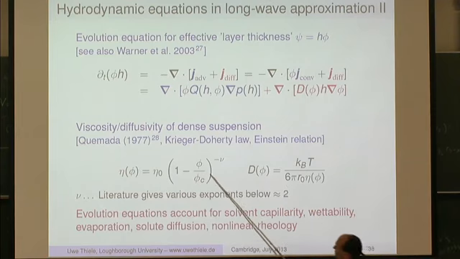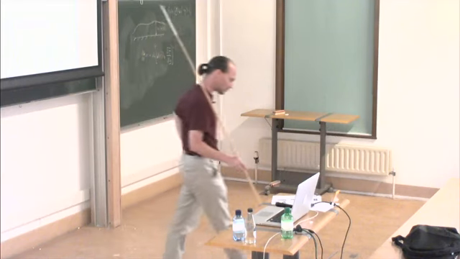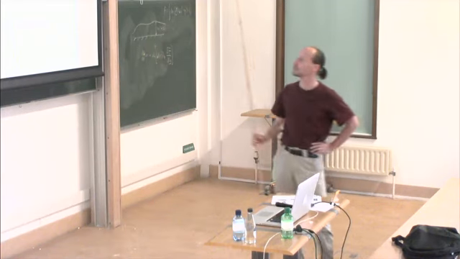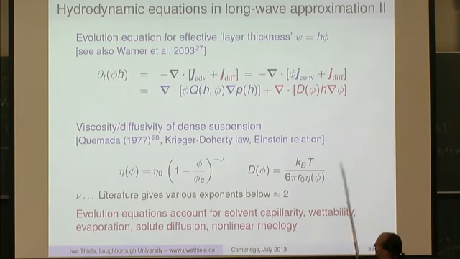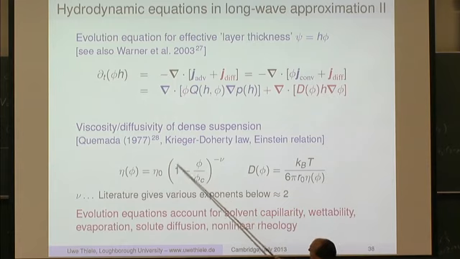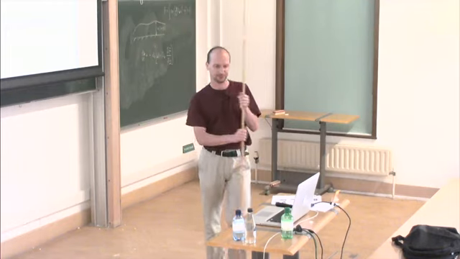So this is the so-called Krieger-Doherty law that is supposed to describe particulate suspensions, and this exponent nu depends on the properties of your particles. The literature normally gives values of about 2, and if they are spherical, then I think you have 1.7 or so. And you see we scale phi later with phi c, so that this diverges at the random close packing.